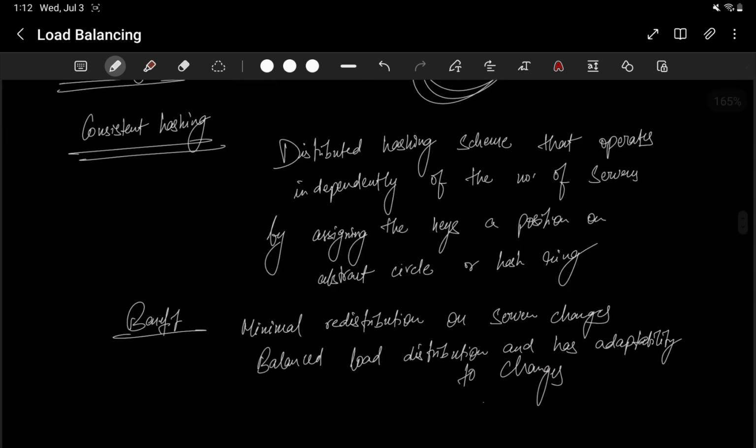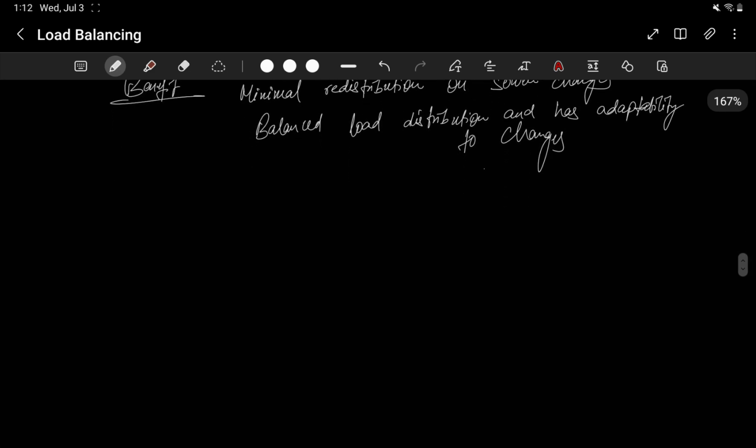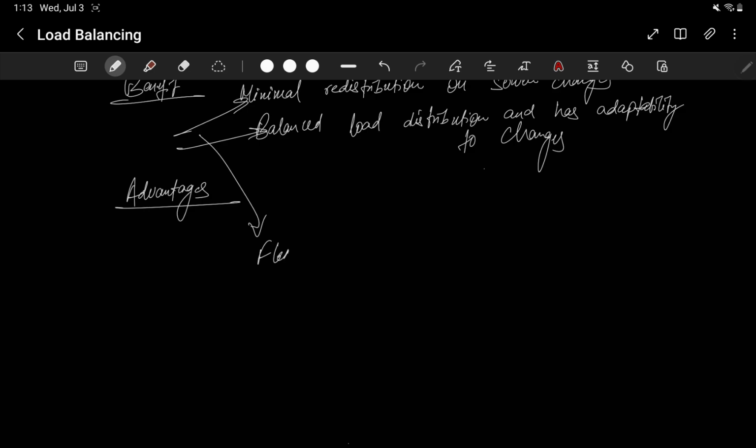Okay, so I'll just add one more thing. What are the advantages of consistent hashing? Obviously, everything that I talked about here: minimal redistribution of load, balanced load distribution, and one more thing I'll add, flexibility and scalability. It gives you the flexibility to independently add or remove any server that you want. It adapts to changes without disrupting existing mappings.